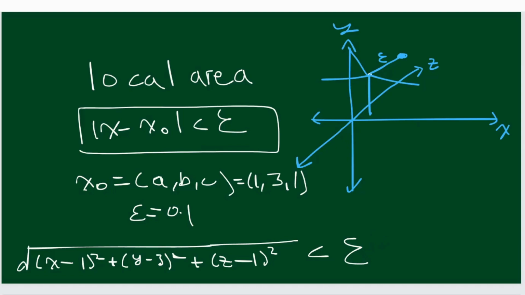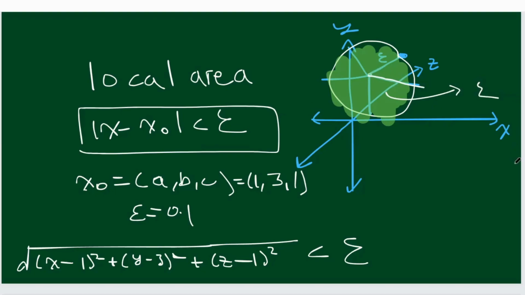So here, as I said before, you get a sphere. In this case, the place inside the sphere is the local area of this inequality. And you can probably see why. Any point in the sphere is going to have a distance from (1, 3, 1) smaller than epsilon, right? And the radius of the sphere is exactly epsilon.